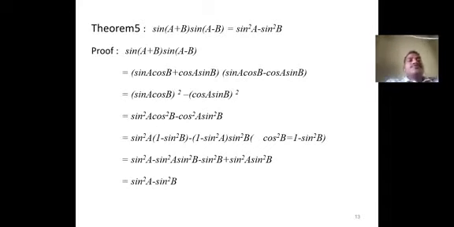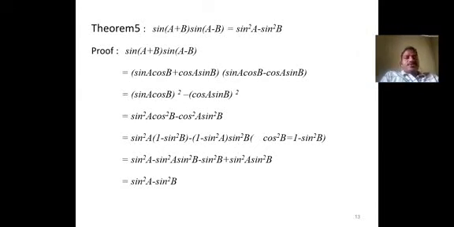Now this is the formula: sine of A plus B into sine of A minus B is equal to sine square A minus sine square B, or you can write it in complete cos terms by replacing sine square with 1 minus cos square: 1 minus cos square A minus 1 minus cos square B. Then you get cos square B minus cos square A. So the product of sine of A plus B into sine of A minus B is either in complete sine terms or complete cos terms.